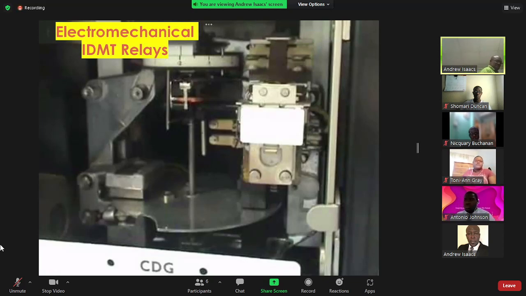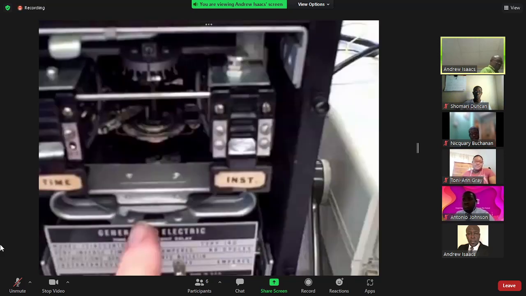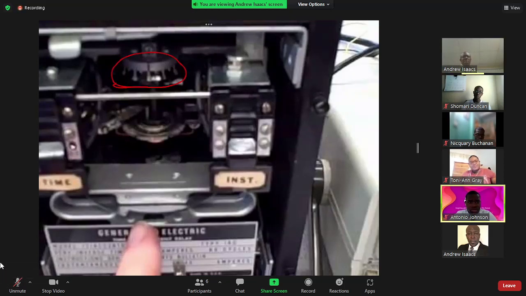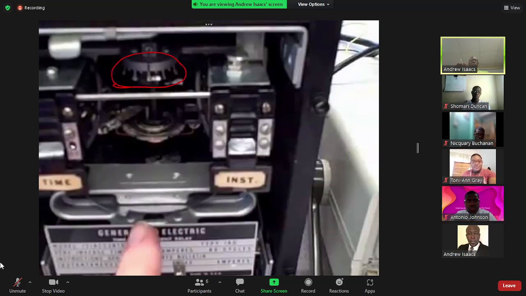Let me jump to the other one, because I think that one may look a little bit better. I'll come back to it. So if you look at the top, again, I don't know if you had seen it in the previous attempts I made, but up here, can you see the dial up there? Is that dial right at the top? Yes, sir. All right. And that is what you would turn in order to get the time setting.